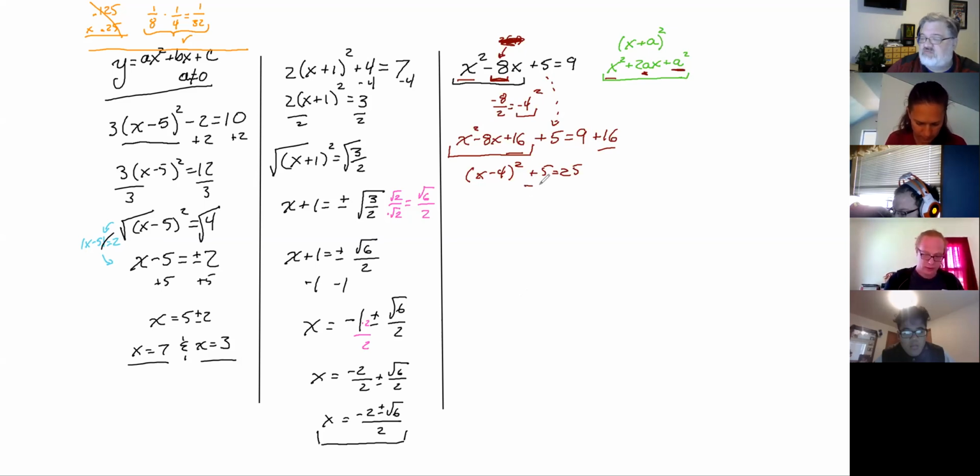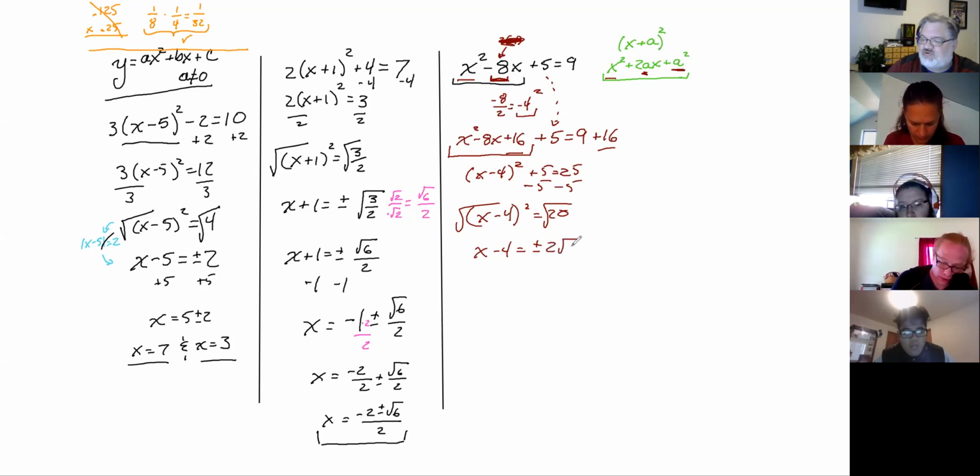Once we've done that, subtract the 5 from both sides. X minus 4 squared equals 20. Square root both sides. X minus 4 equals plus or minus... want to reduce this to square root of 5. If you need to review reducing radicals, it's a good thing to Google. But real quick, that's the square root of 4 times 5, and the square root of 4 is 2. So square root of 20 turns into 2 square root of 5.